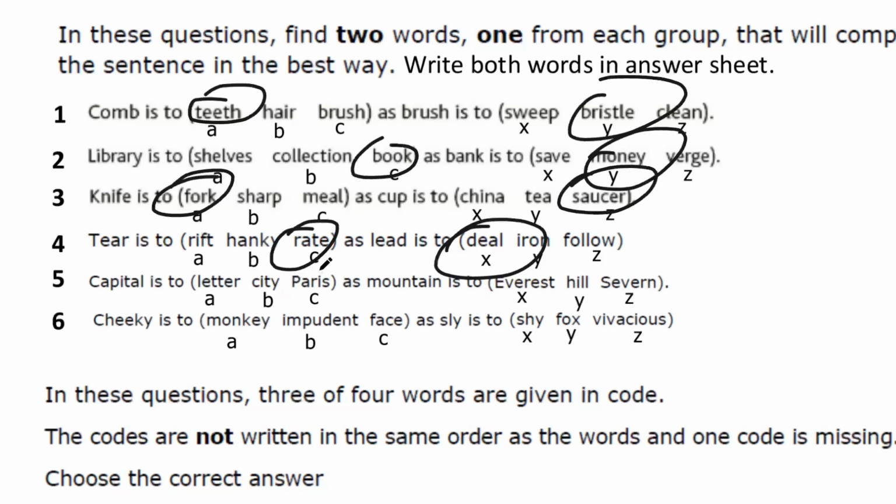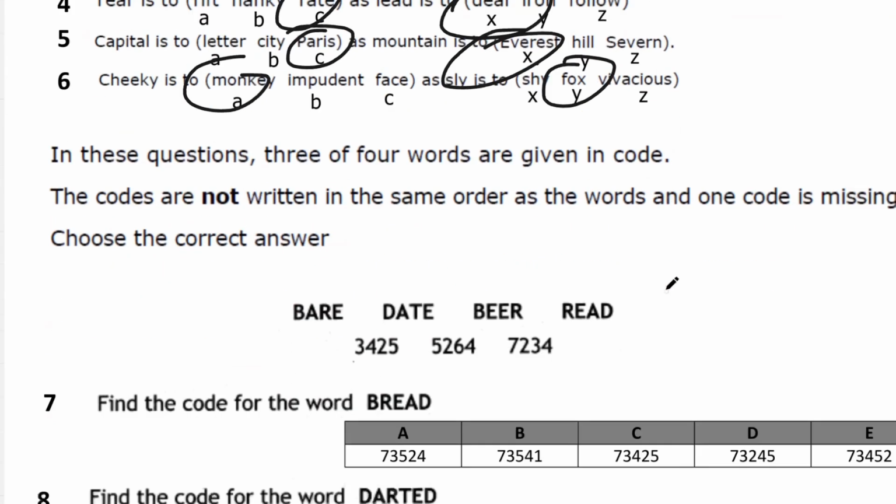Number 5, capital is to something, mountain is to something. These are geographical places. The capital of a country can be Paris, and then the type of mountain can be Everest. And then question number 6, cheeky something. These are analogies we've heard growing up. So cheeky monkey or a sly fox. These are characteristically what these animals are like.